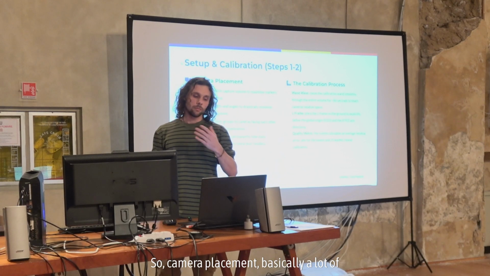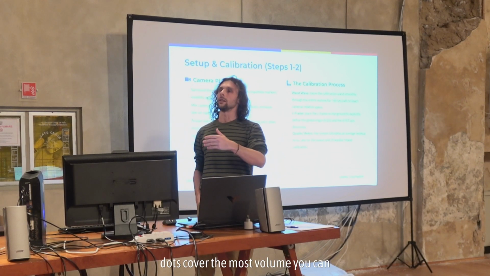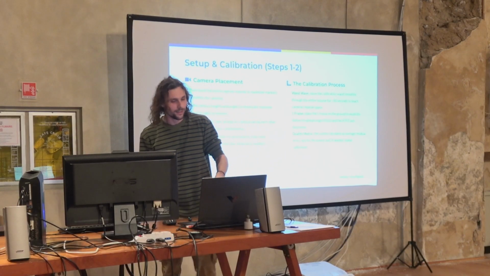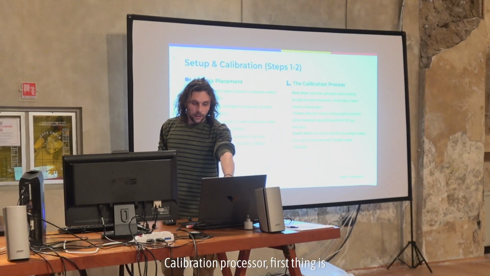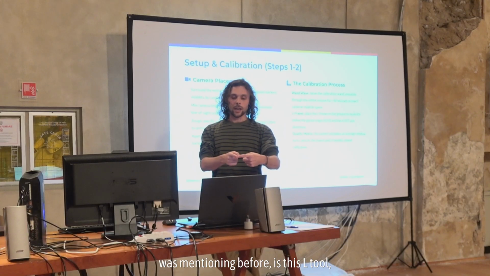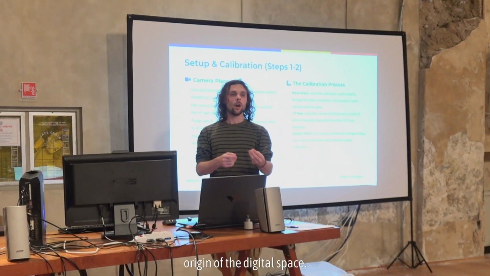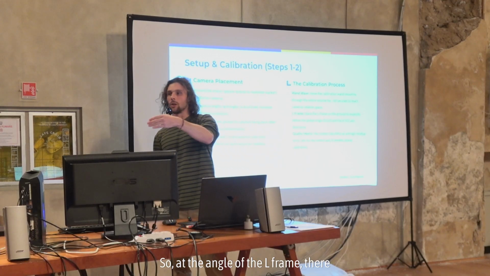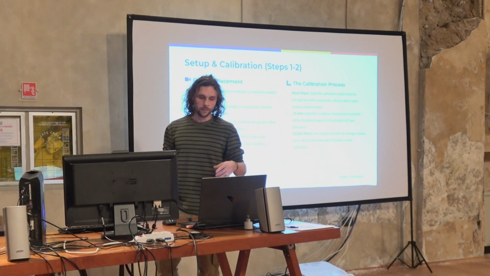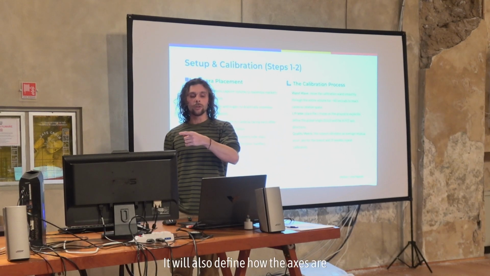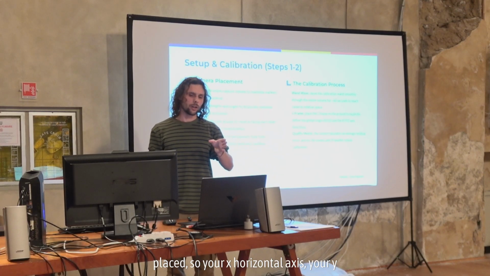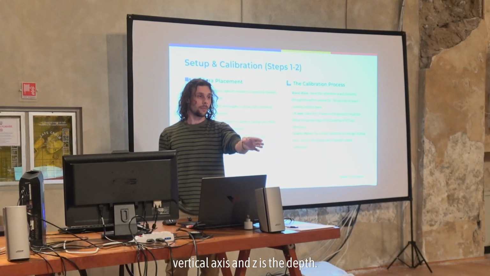So, camera placement. Basically, a lot of words to say: cover the most volume you can and position them logically, reasonably. Calibration process. First thing is placing the L frame, which is the one I was mentioning before. It's this L tool which defines the origin of the digital space. So at the angle of the L frame, there will be the 0, 0, 0 point in your digital world. It will also define how the axes are placed. So your X horizontal axis, your Y vertical axis, and Z is the depth.